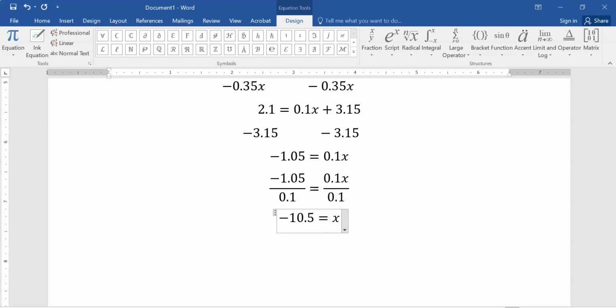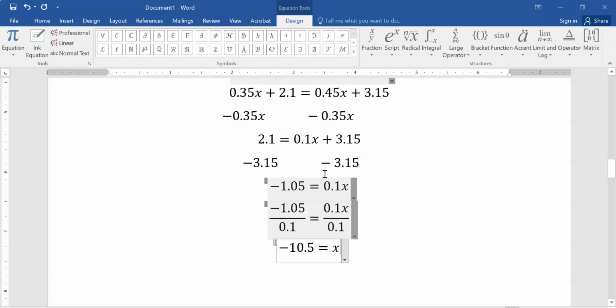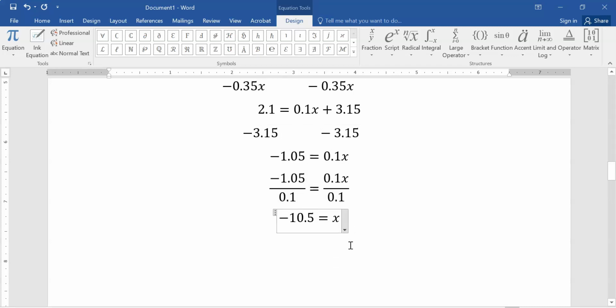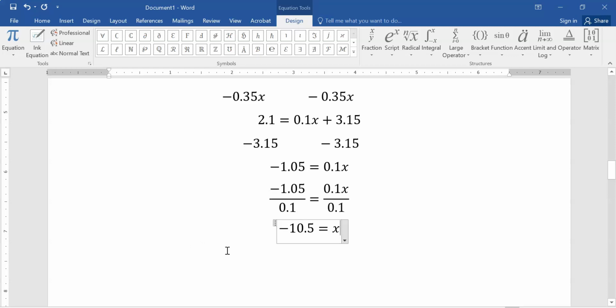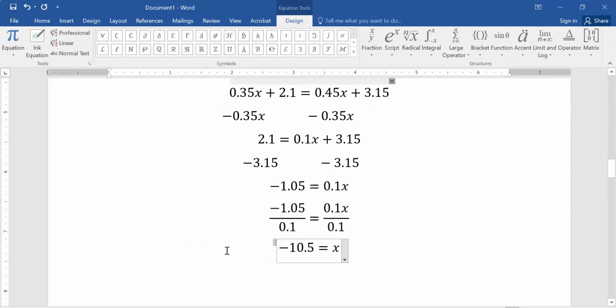By the way, just as a side note, if you had subtracted the other way, if you'd subtracted 0.45x from both sides up here, and then subtracted 2.1 from both sides, you would have ended up with the exact same solution. It would have said x equals negative 10.5. So you just swap the sides, but it would have said x equals negative 10.5. Okay. So there you go. With decimals, we treat them just like we treat whole numbers. That's how I tend to do it.